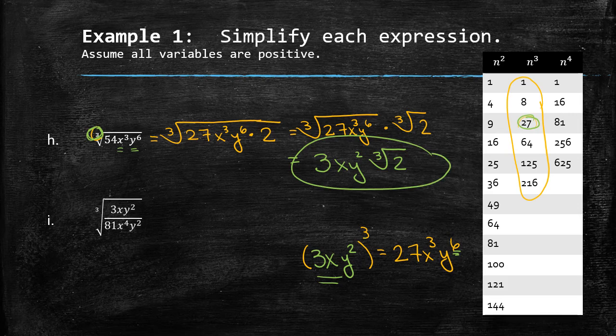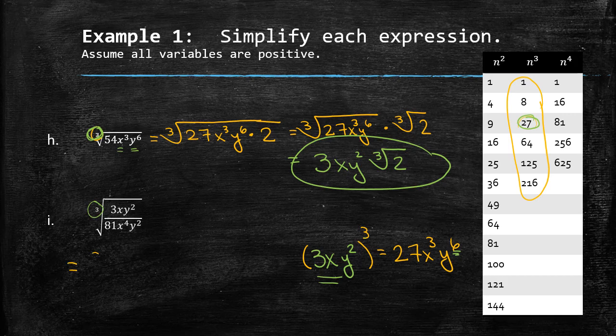Okay, and finally, part I, I have the third root of 3xy squared divided by 81x to the 4th y squared. Okay, so 3 and 81 are not on my list of perfect cubes. And then I see for my x and y, these are all raised to powers of 1, 2, 4, and 2, but those are not divisible by 3. Okay, but remember, I can simplify my fraction first.